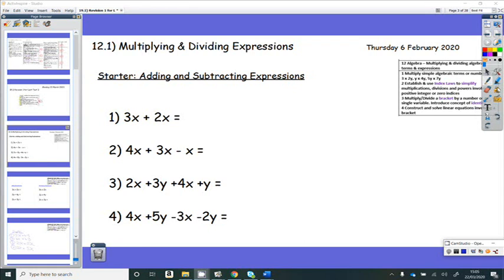While we're going to be doing multiplying and dividing expressions, I just want us to remember how to do the easier ones when we're adding and subtracting expressions. So please pause the video now and have a go at these 4 questions.